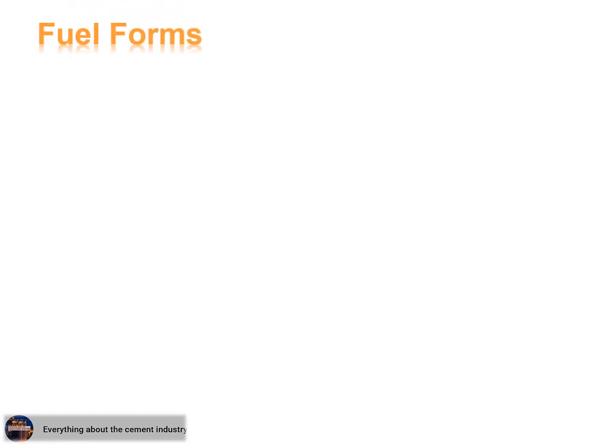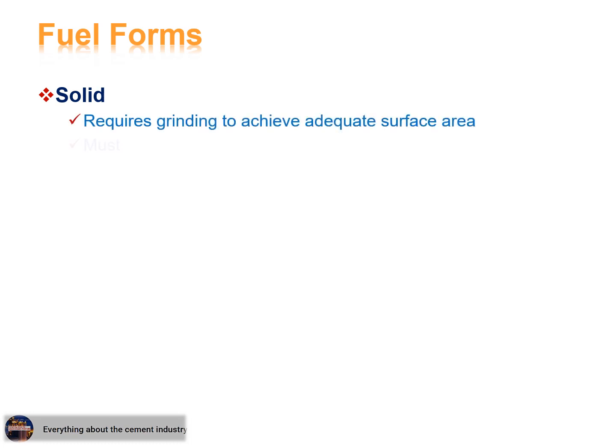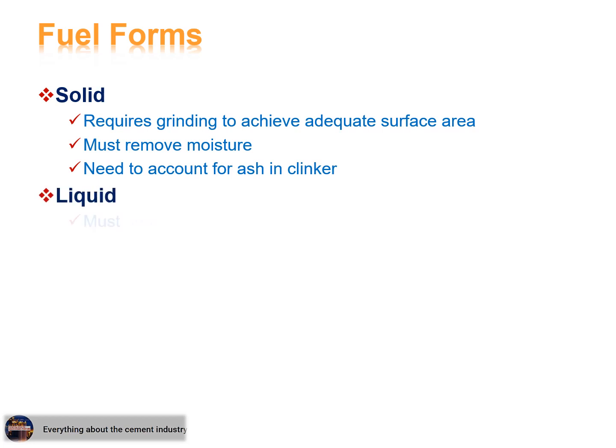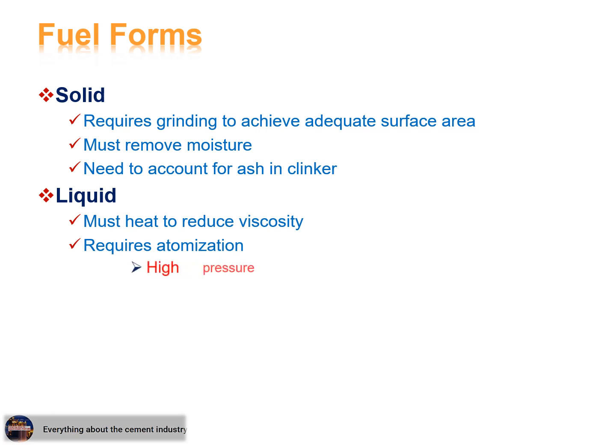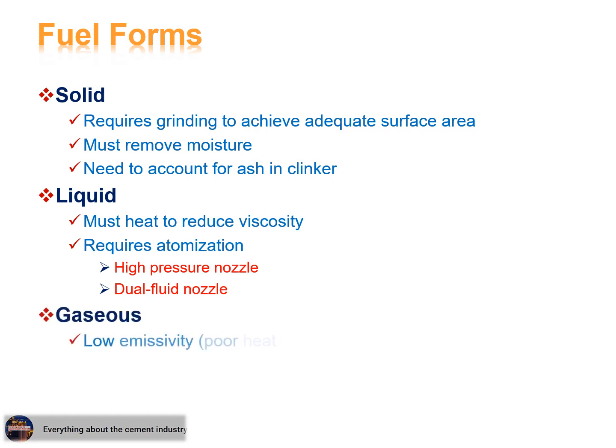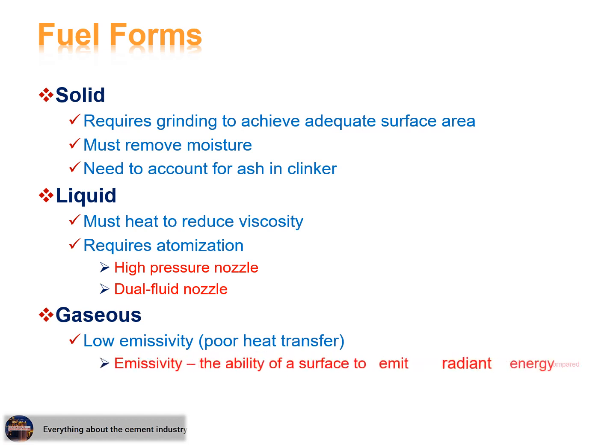Fuel forms. 1. Solid: requires grinding to achieve adequate surface area. Must remove moisture. Need to account for ash in clinker. 2. Liquid: must heat to reduce viscosity. Requires atomization: high pressure nozzle, dual fluid nozzle. 3. Gaseous: low emissivity, poor heat transfer. Emissivity is the ability of a surface to emit radiant energy compared to a black body.